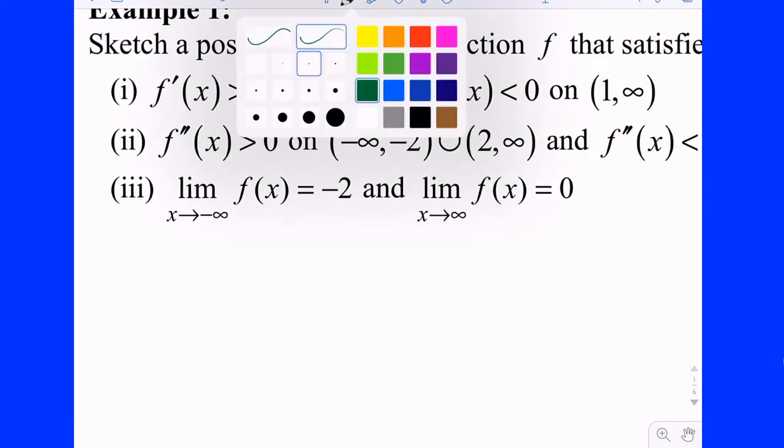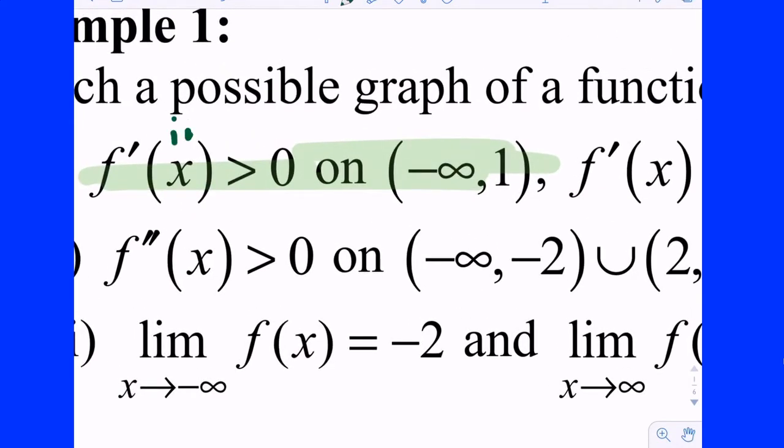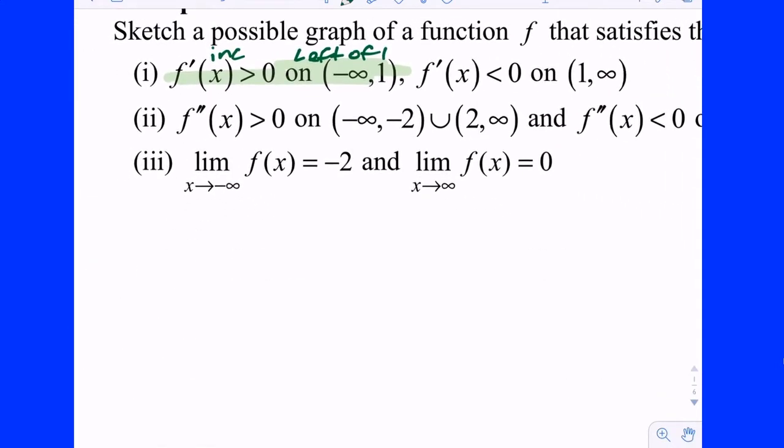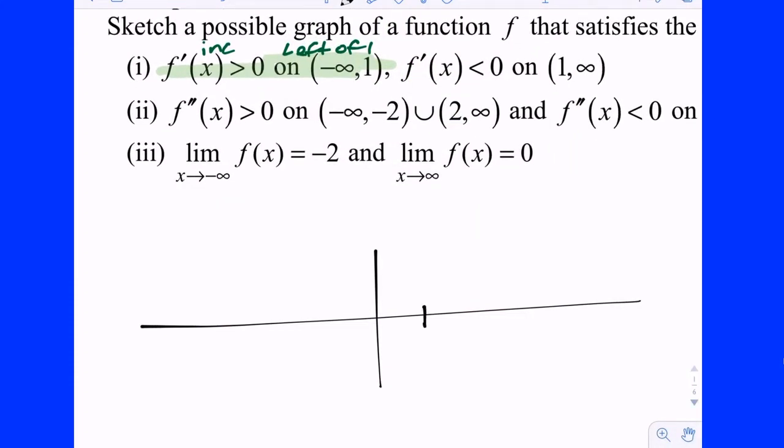It says f prime is greater than 0 from -1 to 1. What does that mean? Increasing. Good. So we know the function's increasing to the left of 1. So here's how I would do something like this. I would go ahead and get a graph started, coordinate grid. Here's x equals 1 right there.